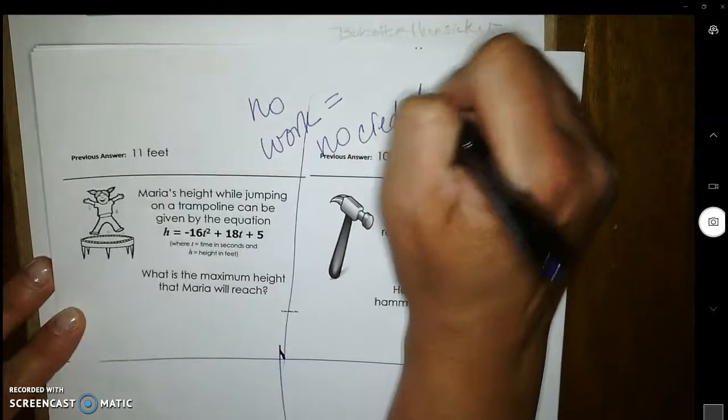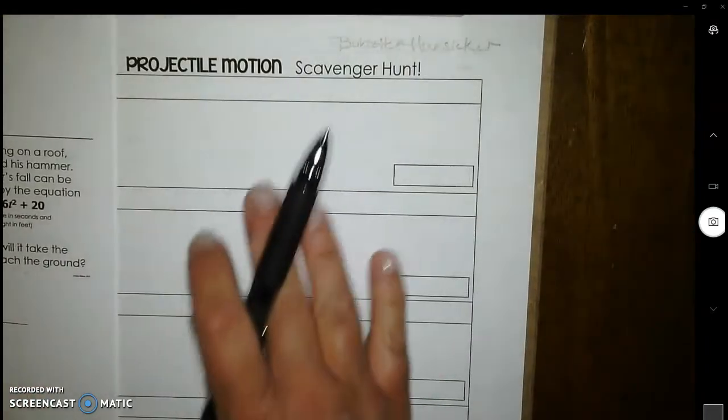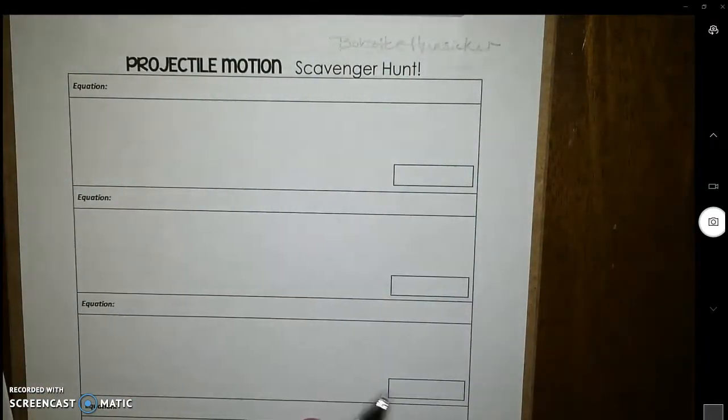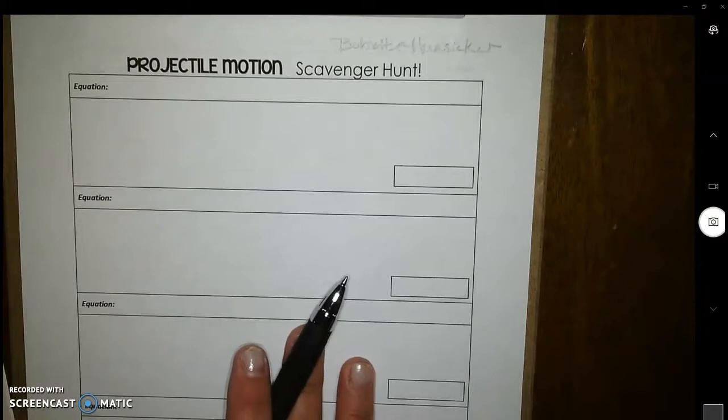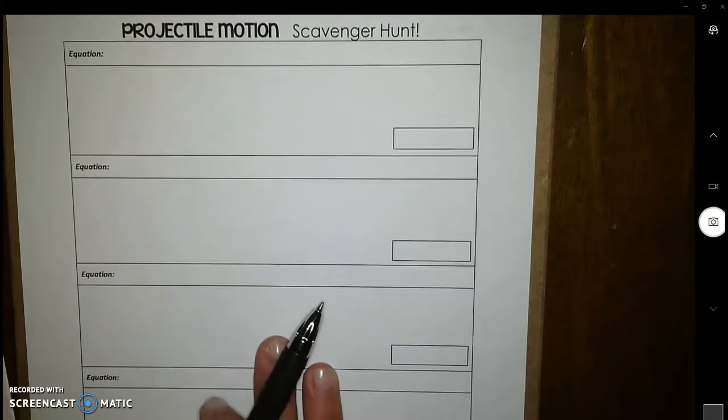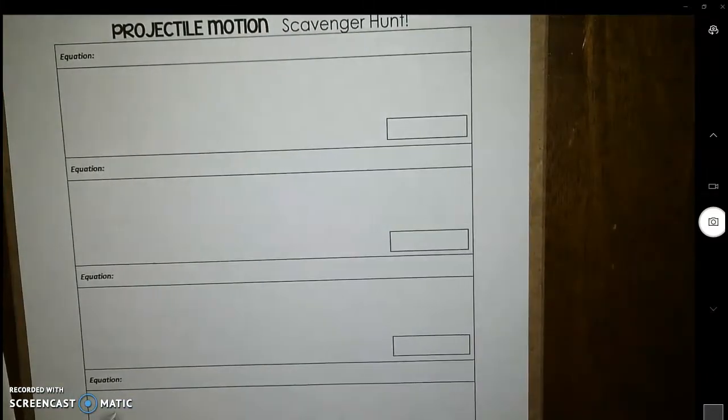Okay, and the other thing that I want you to keep in mind is that this particular paper right here is just if you want it. So you are welcome to use your own notebook paper. It does not matter, okay?